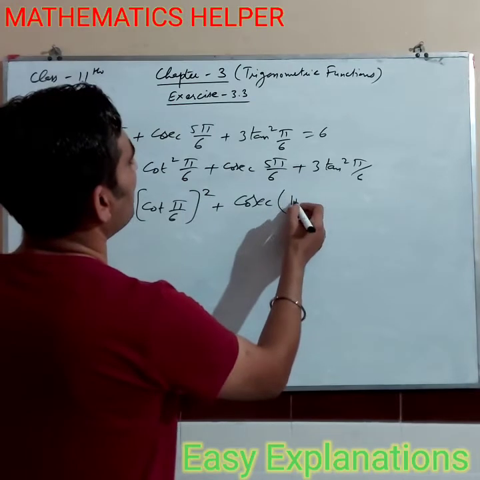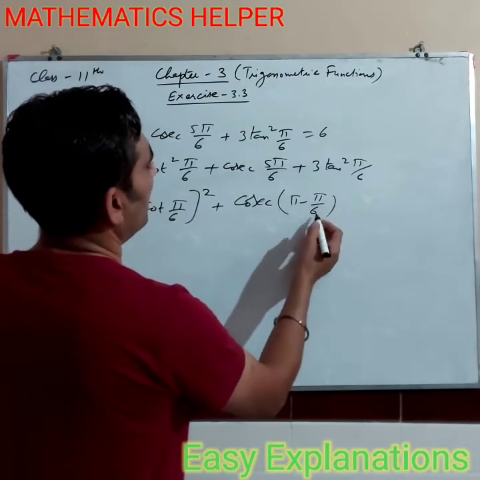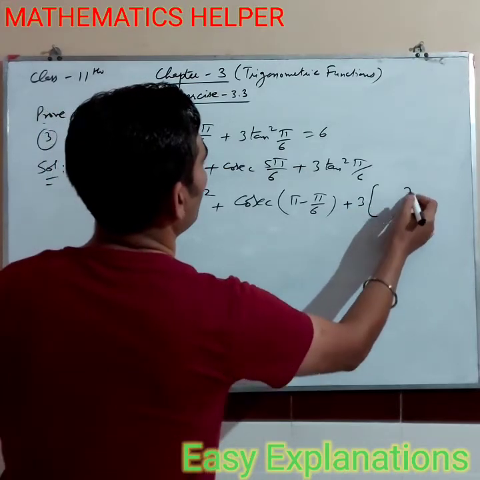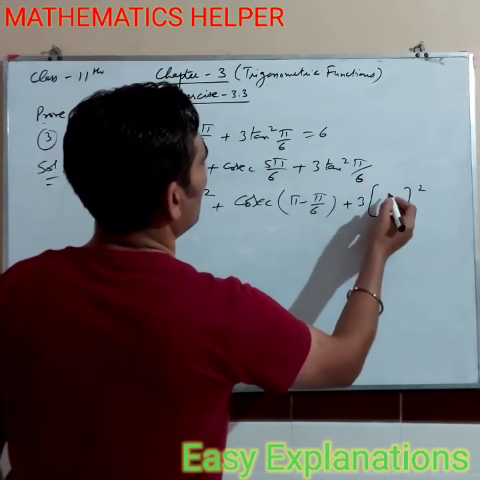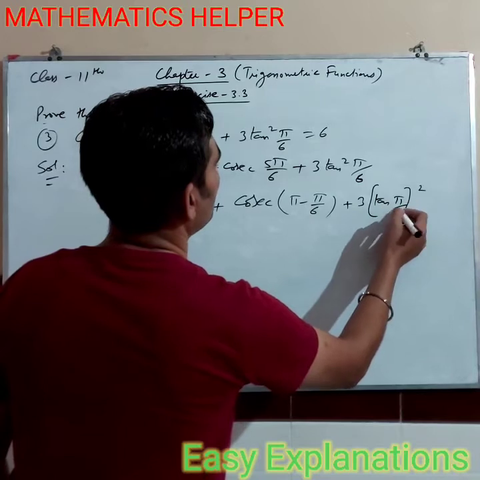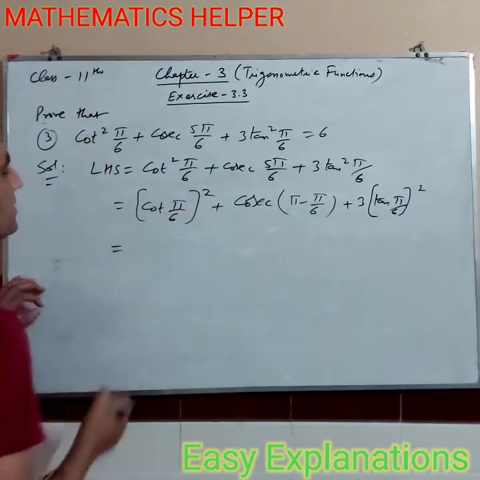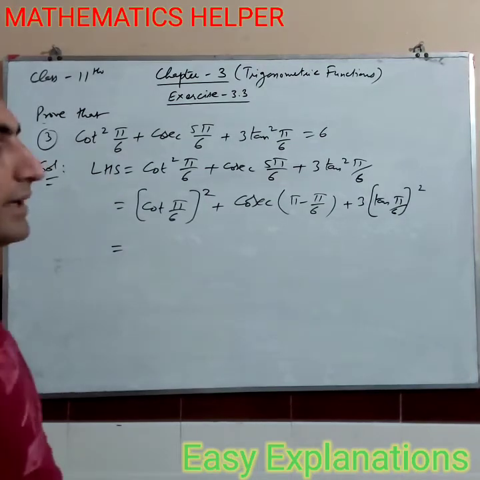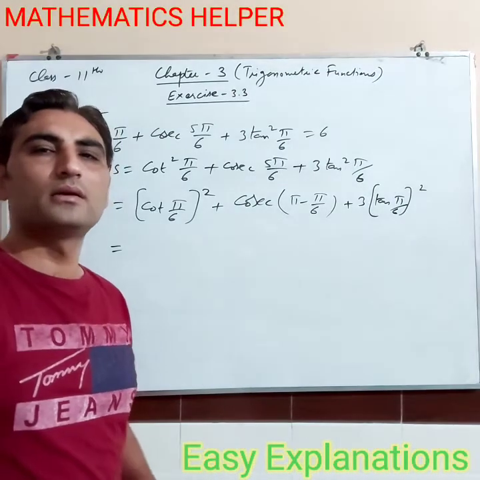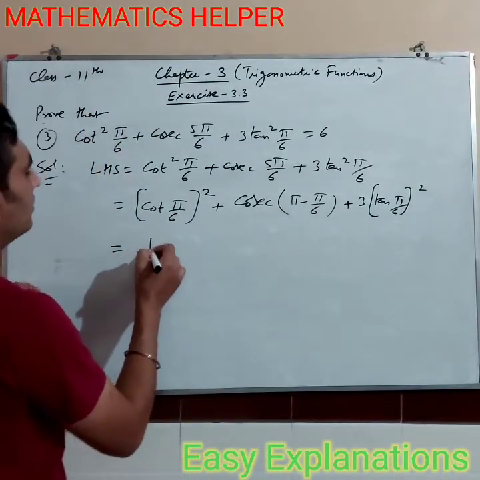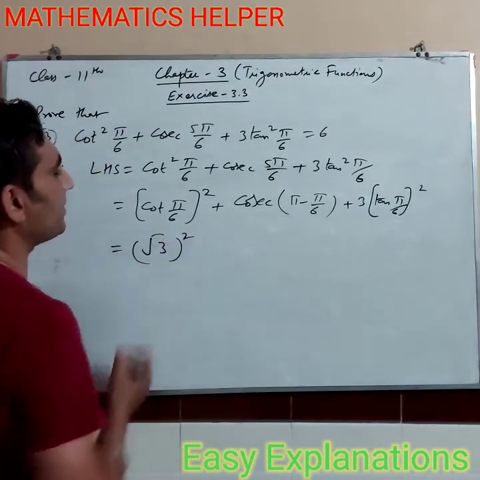It can be written as pi minus pi over 6. When you take LCM, you will get 5 pi over 6 plus 3 tan square outside, which is tan pi over 6. So I mark these values. What is cot pi over 6 or cot 30? Tan 30. Tan 30 is 1 over square root 3. And it will be square root 3 then, reciprocal of that, raised to power 2.